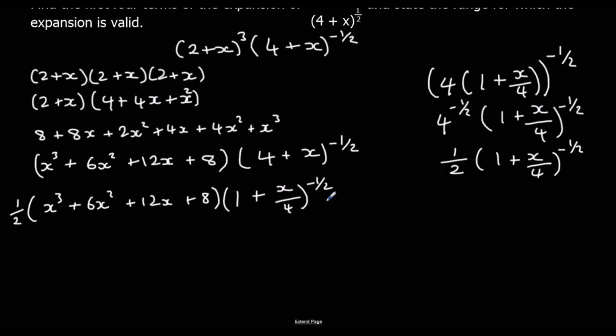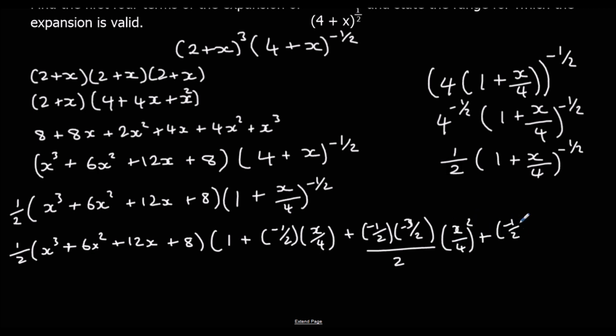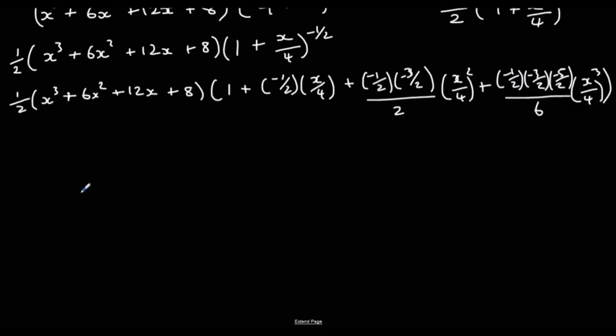And expanding this part, so expanding the second part, we have 1 plus nx plus n times n minus 1 over 2 x squared plus n times n minus 1 times n minus 2 over 6 x cubed. So simplifying the expansion, we're going to have 1 minus an eighth x.